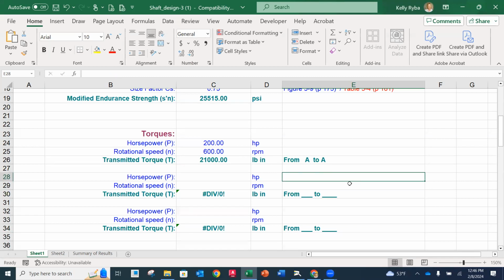Okay. So in this case, all of it is coming in on A and all of it is leaving on C. So in between is 21,000 pound-inches of torque that's going to be on our shaft. Okay. So that's all we need to do for that right now. Right. So let's go back to our procedure.